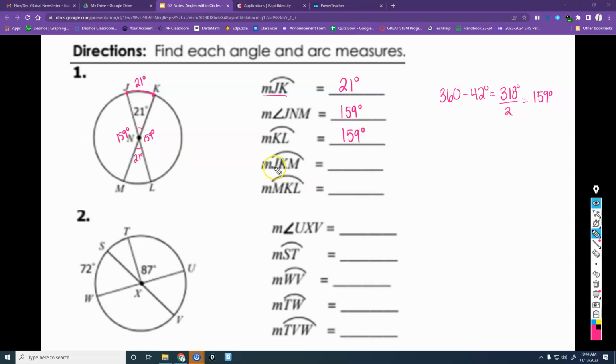We've got arc JKM. Oh, what's that going to be? I'm going to find that. Let me mark that in blue right here. JKM. That's all the way around here. What would that be? It's bigger than 180. I would have to add together, this part right here is 21. This is 159. And this part right here is 21. And what'd you get? 201?